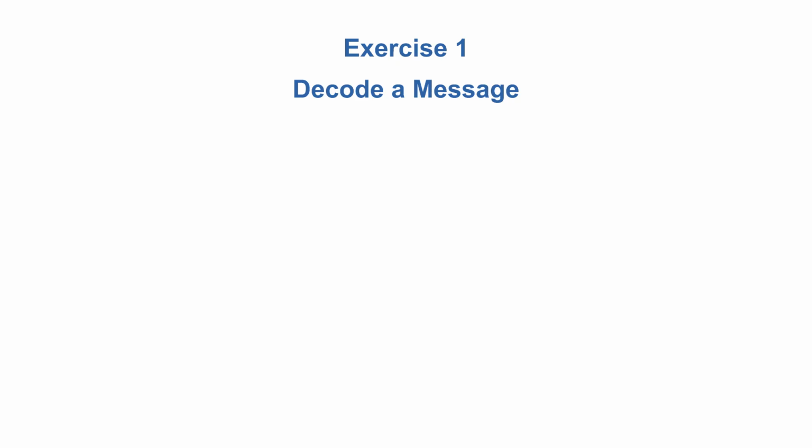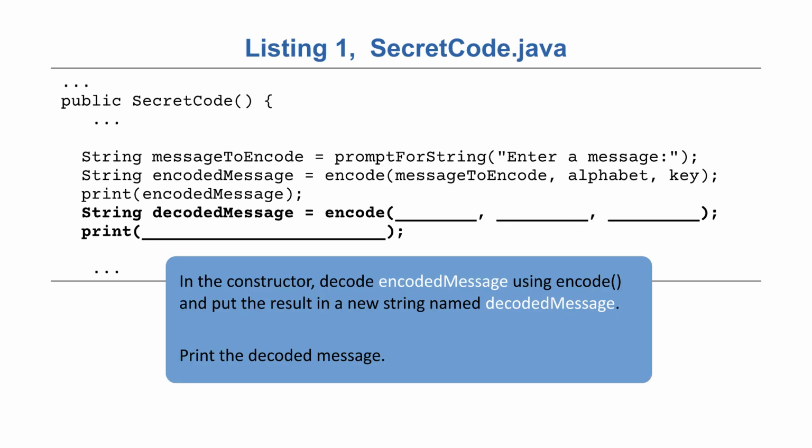Exercise 1. Decode a message. In the constructor, decode encoded message using encode and put the result in a new string named decoded message. Hint: pass in the encoded message, the key, and the alphabet in the correct order to decode a message as described in the preceding slide. Then print the decoded message. Run it. What happened? It should have printed the encoded message, then printed it decoded back to the original message.